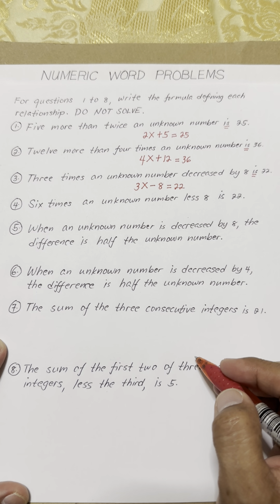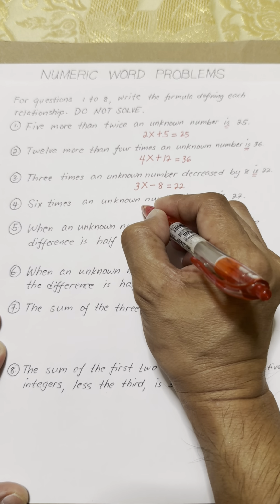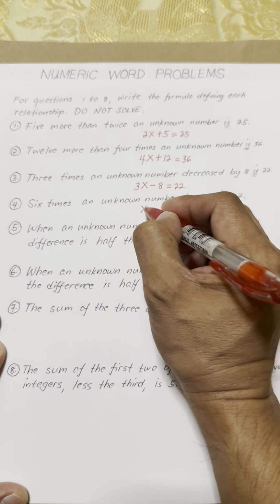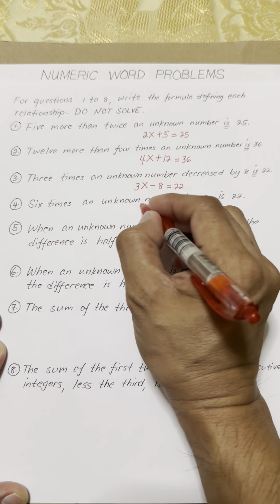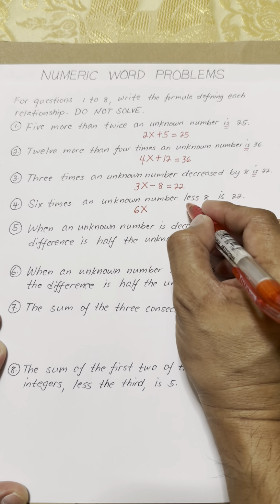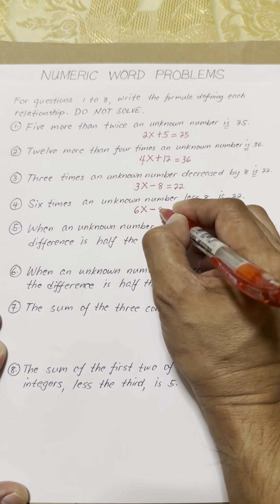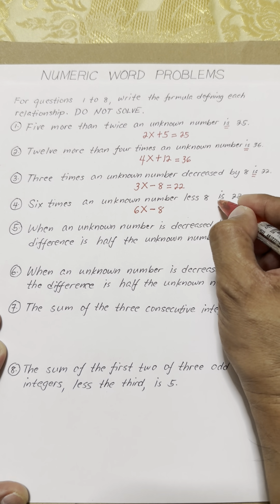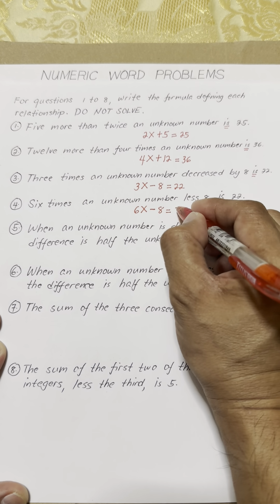Okay? Then the fourth one, 6 times an unknown number. Again, we have an unknown number. We don't know that, so we can let that unknown number be x. So 6 times x, 6x. Then there's the word less. Less means minus. Less 8. Then is, again, is means equals 22.